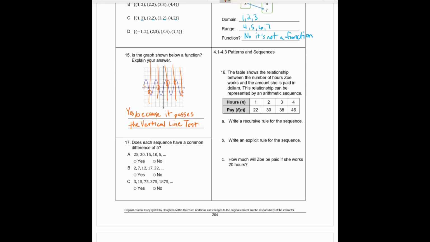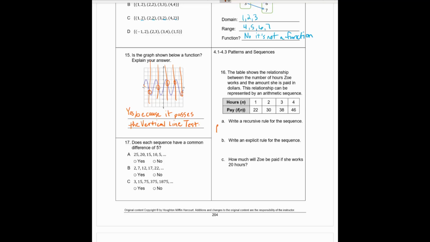16, so arithmetic sequences. We've got a table here, it asks us to write a recursive rule, an explicit rule, and then it asks us to basically find the term for the 20th spot. So this is going to take us remembering how to write these rules.